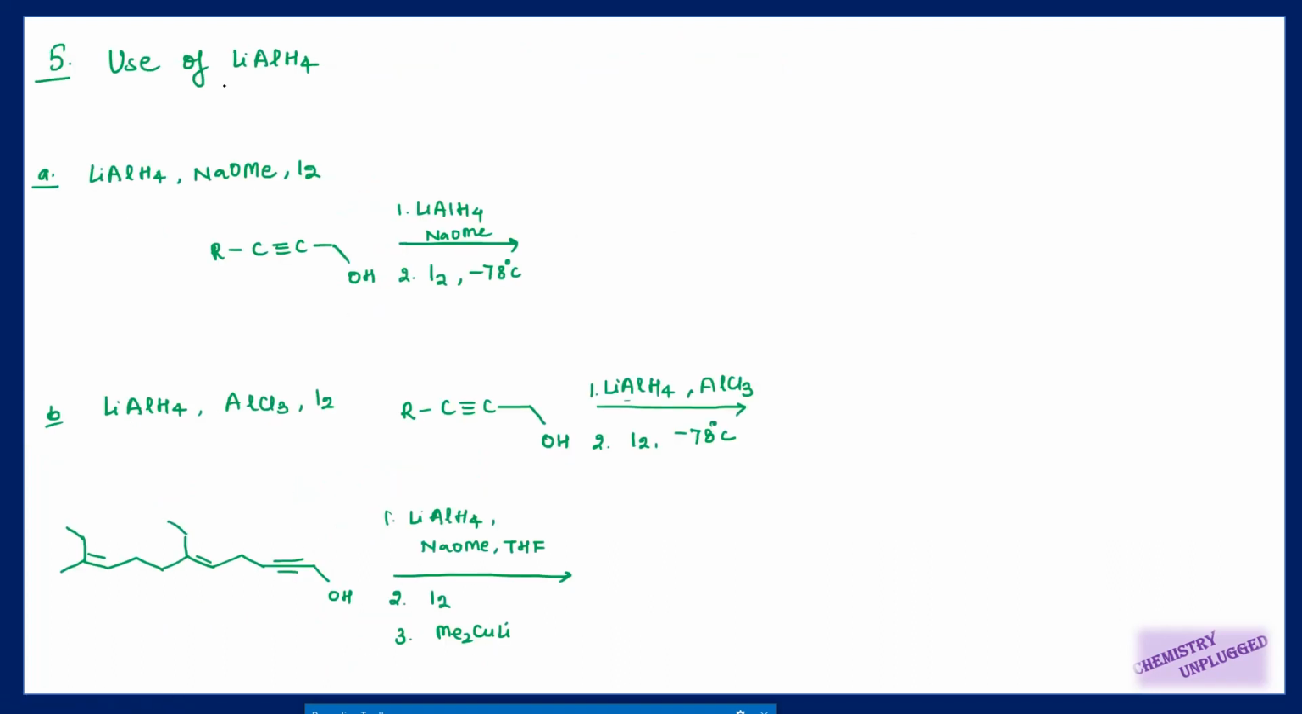Then the last and very, very important example is the use of lithium aluminum hydride. So you can see this type of example in NET. This type of question has come in the NET examination, and I think it is in 2018 or 19. You can check this one. So what are the conditions under which we can use lithium aluminum hydride?